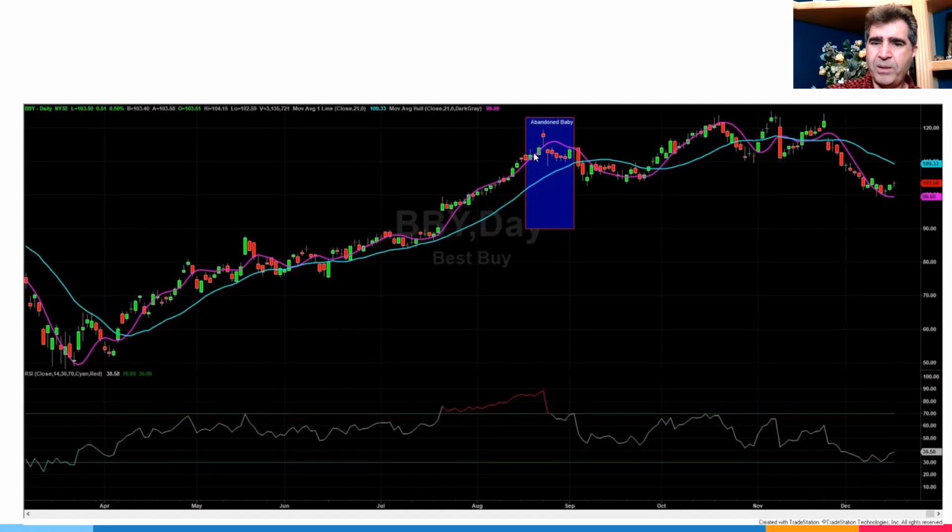We're going up, up, up. As soon as this abandoned baby happens, we close under, a red candle. As you can see, there's a little indecision here, but we close, we gap down, and then we basically sold off, and we were just floating around there, indecision, till the moving averages crossed. Now we're looking at these tails, again, doji indecision.